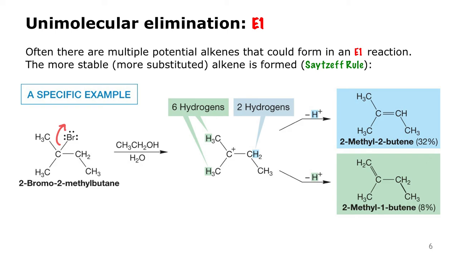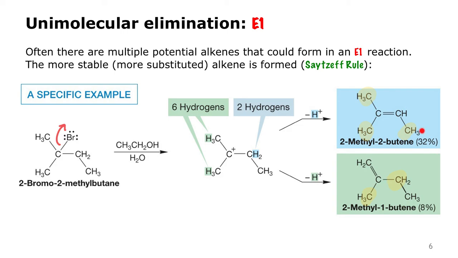So if you look at the two products and think back to what we learned about alkenes, these are isomers. This one should be the more thermodynamically stable isomer because it's a tri-substituted double bond. The other product is only a di-substituted double bond in that way. Now, the other thing I want to draw your attention to are these percentages here. You'll notice this is 32% and this is 8%.